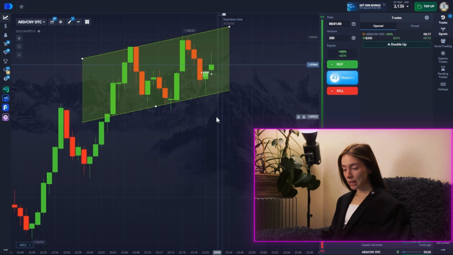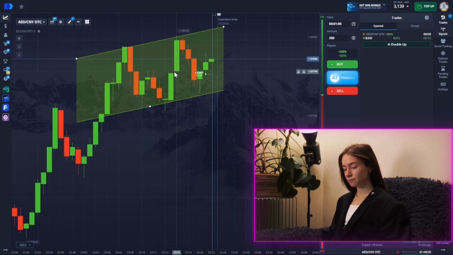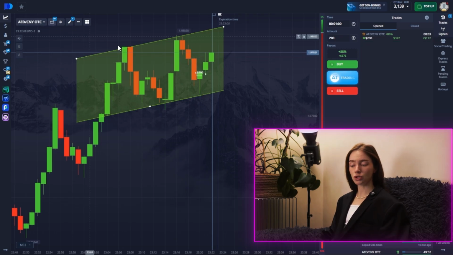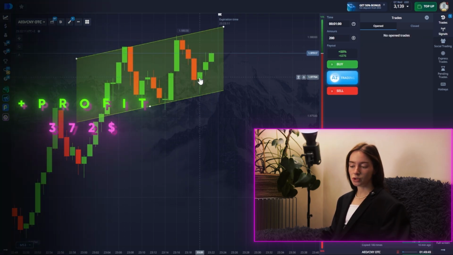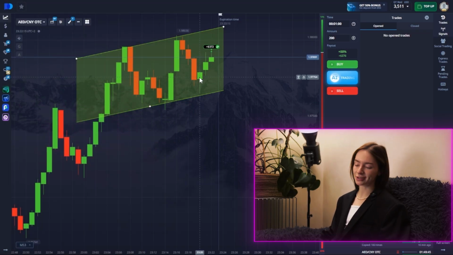Parallel channels help me instantly see where support and resistance are and understand the overall market direction. That is, identify the trend. For this strategy, a 1 minute time frame is sufficient. I usually use it on short segments. Our first trade closed in profit. Congratulations!